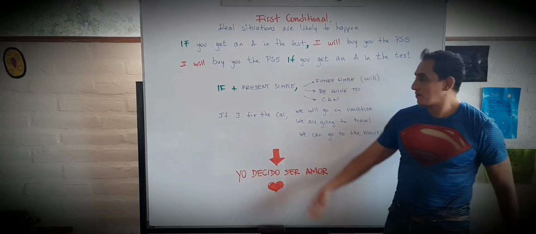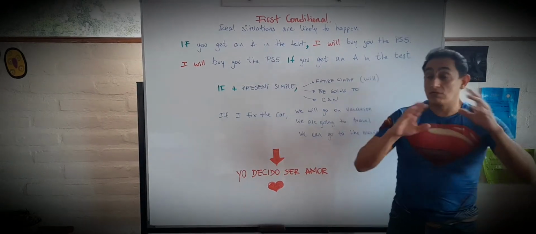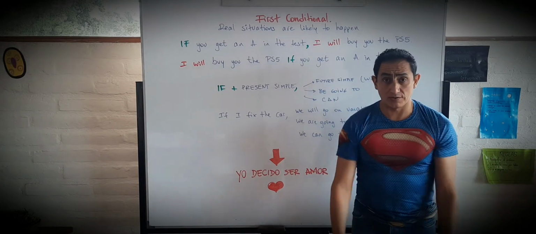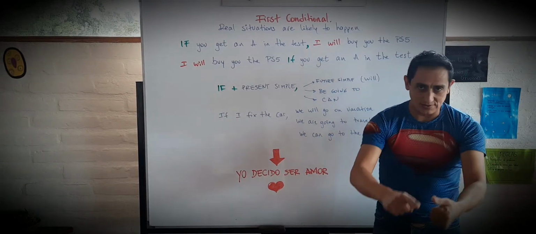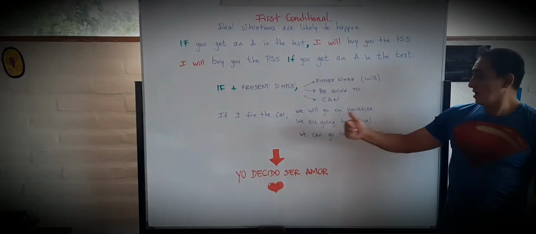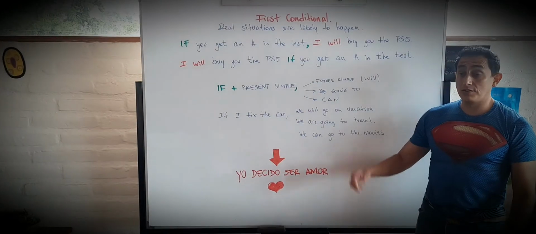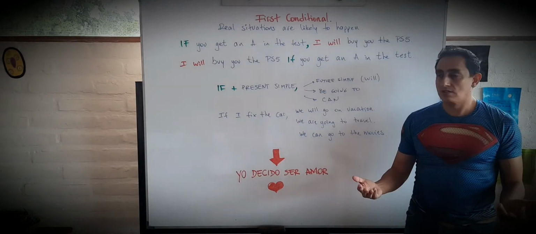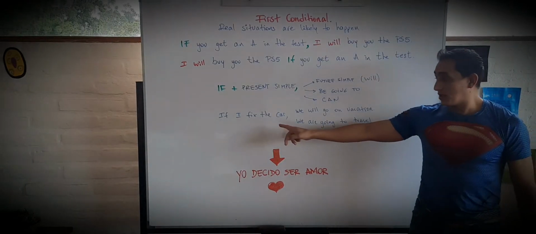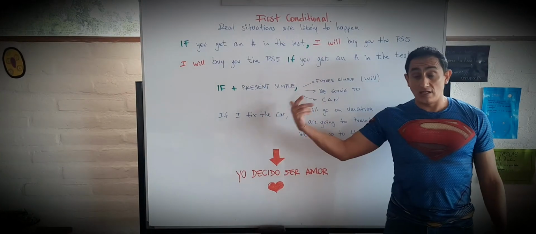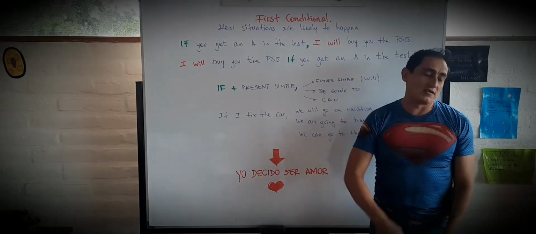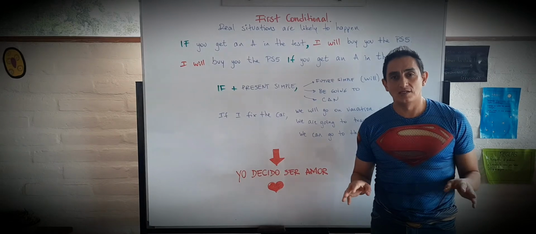Let's see some examples. If I fix the car, if I get the money, if I get the tickets, if your mother is not angry, whatever, or if your father is not angry, yes, we will go on vacation. That is we will. We are going to travel, that is be going to, or we can go to the movies, that is can. And yes, I use the comma because the if clause is first, and I can change the order. Yes, I can say that. We will go on vacation if I fix the car, and no comma needed.